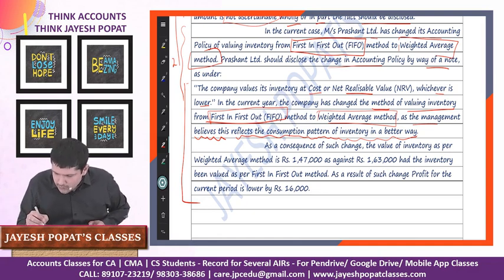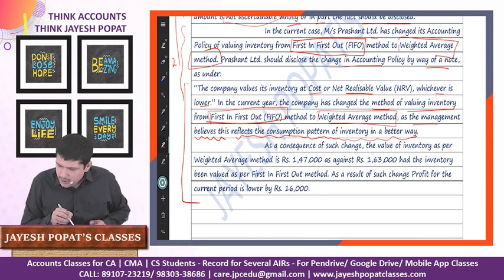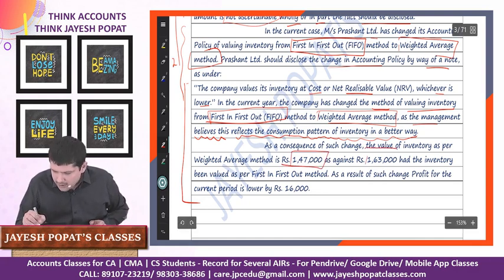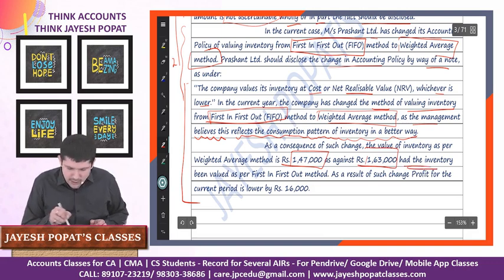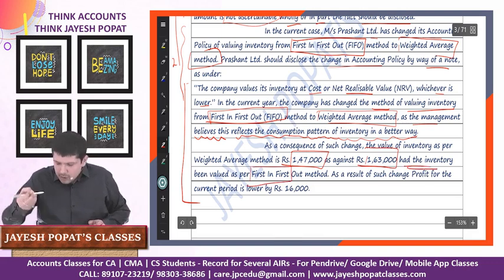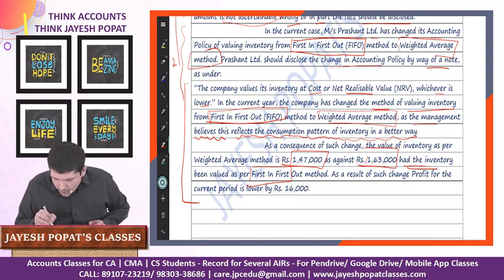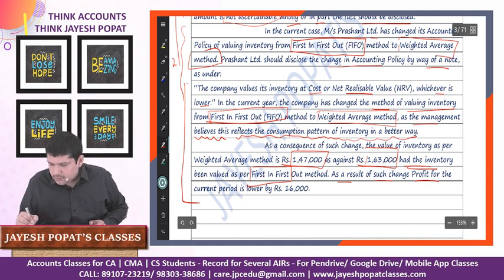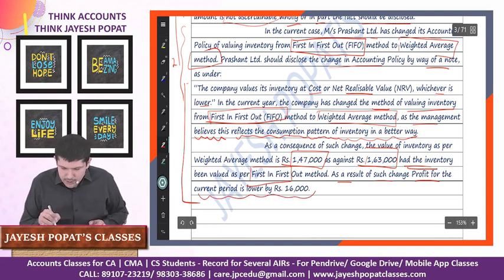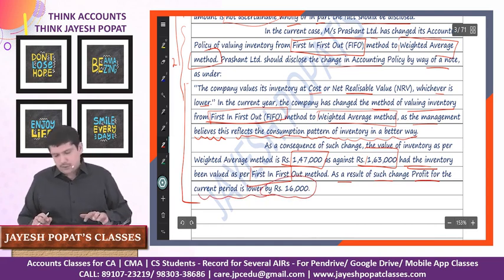As a consequence of such change, the value of inventory as per weighted average method is 147 as against 163 had the inventory been valued in FIFO method. So if the value of inventory falls, the profit will also fall. Right, so as a result of such change, profit for the current period is lower by 16,000.